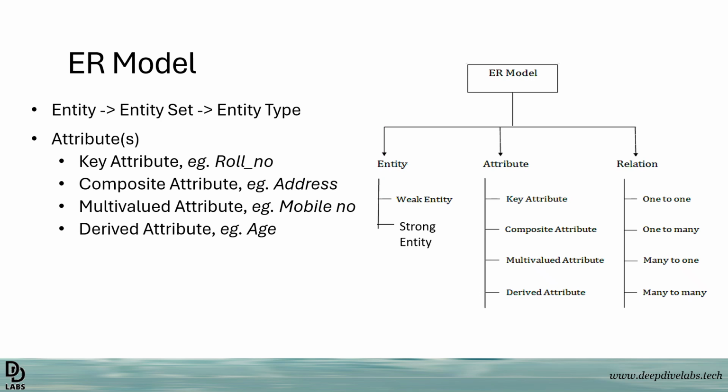There are multi-valued attributes. Sometimes a student can have more than one mobile number, right? So there can be a multi-valued attribute, and there are derived attributes. For example, if you know the date of birth of a student in your database, then age is sort of derived from it, right? So these are derived attributes.